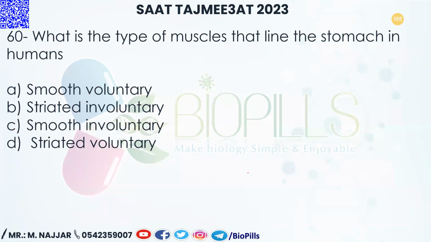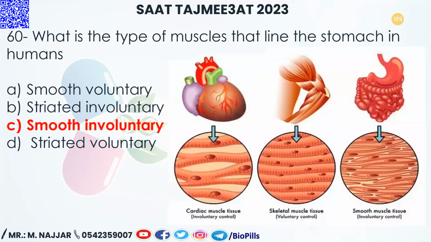What is the type of muscle that lines the stomach in humans? The stomach is lined by smooth and involuntary muscle. You cannot control it. The muscles that we have are categorized into three basic categories. Number one is skeletal, which is attached to bones and moves the body. We have the ability to totally control its movement.